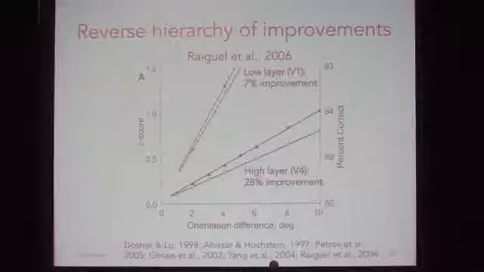Experimentally, there's lots of evidence for this reverse hierarchy of improvements, but I'm just going to show one example. What you should be looking at is the increase in slopes, before and after training. The increase in slopes in these lower two lines is in V4, where there's a 28% improvement, whereas in V1, there's only a 7% improvement.